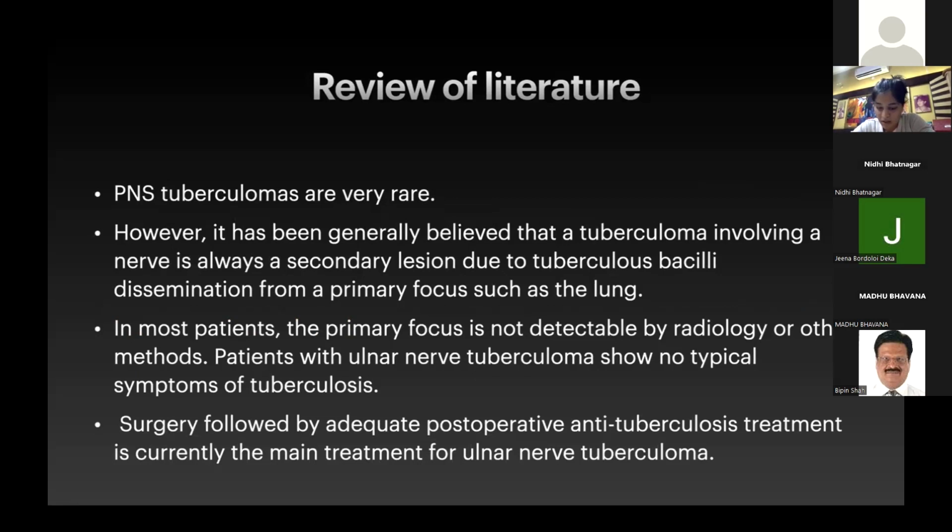The importance of diagnosing ulnar nerve tuberculoma is that ultimately the patient has to be given ATT. But if the lesion is involving more than 50% of the diameter of the nerve, then the primary treatment is surgical excision of the lesion, followed by antitubercular therapy. Earlier, the patient was directly put on antitubercular therapy, considering that it was an enlarged axillary lymph node.